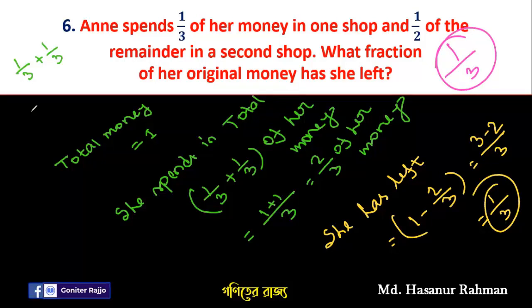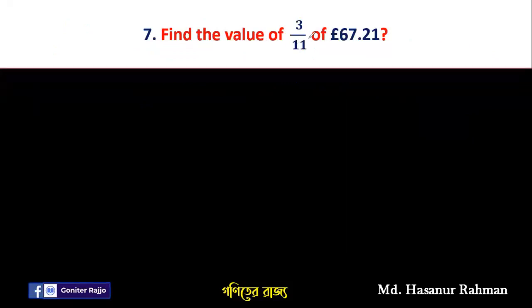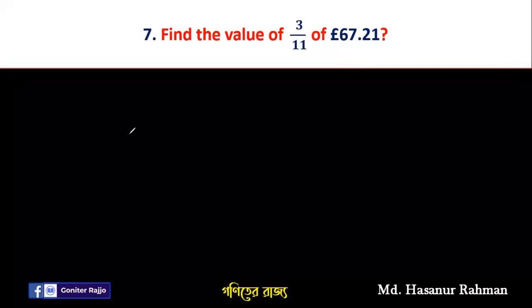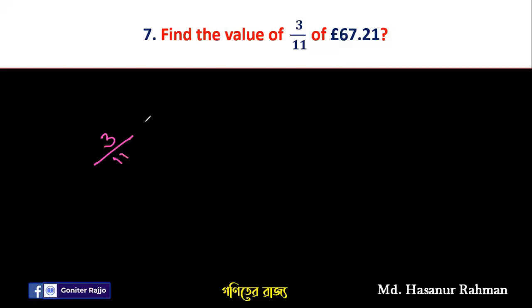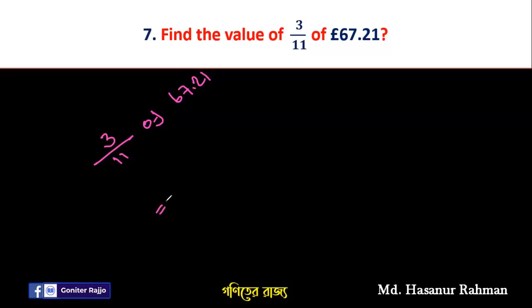Now number 7. Number 7 is find the value of 3 by 11 of pound 67.21. So this is very simple. 3 by 11 of 67.21. So it will be better if we multiply 3 and 67.21 at first. 3 ones are 3, 3 twos are 6, then the point. 3 sevens are 21, we have 2. 3 sixes are 18 plus 2, that will be 20. Divided by 11. Now we have to divide.